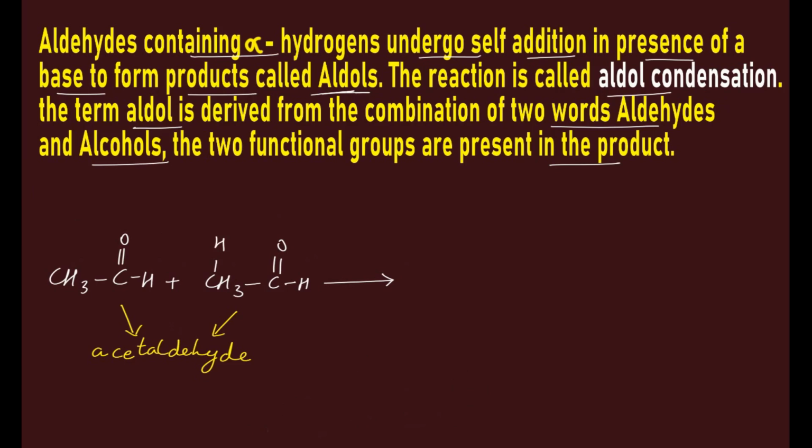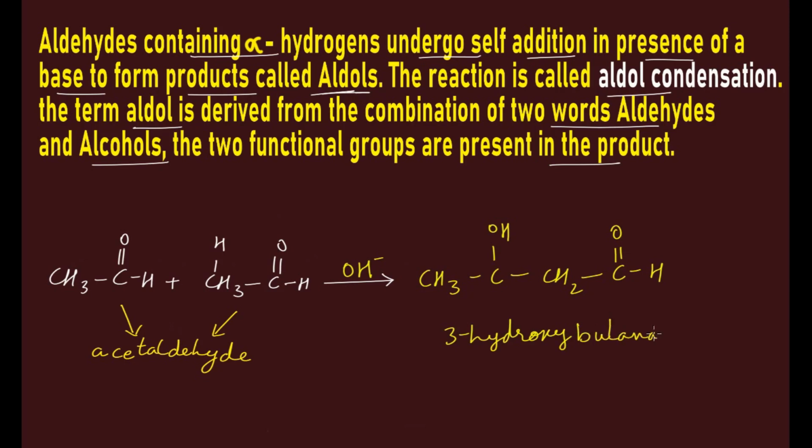So let's just write down the reaction or the chemical equation. There are two aldehyde molecules which will combine together in presence of a base. In place of base, I will just write OH negative. And what will be the final product? Just look at it carefully. You will get CH3COH, CH2, C double bond OH, right? So the name of this compound will be 3-hydroxybutanol. Now this is your aldol.